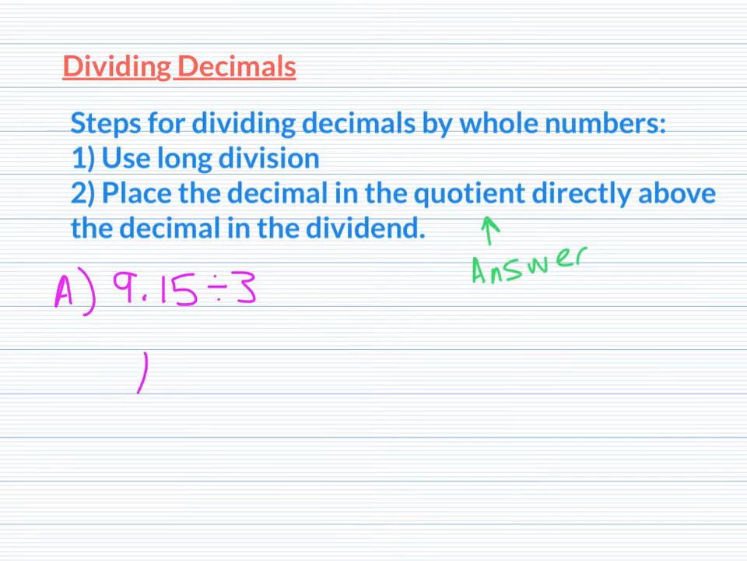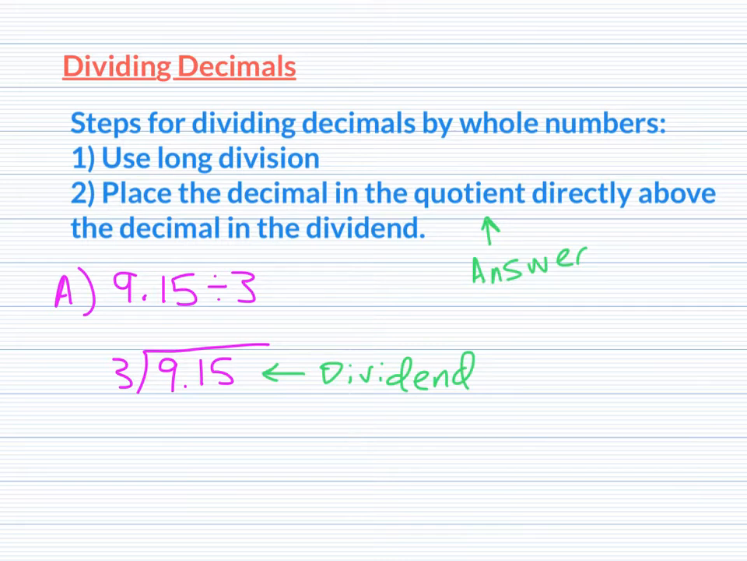So there's our division symbol. We are doing 9.15 divided by 3. And this 9.15 here, this number underneath, is the dividend. So that is what is going to tell us where we put the decimal in our final answer. So let's do our long division here. We'll just go through step by step.